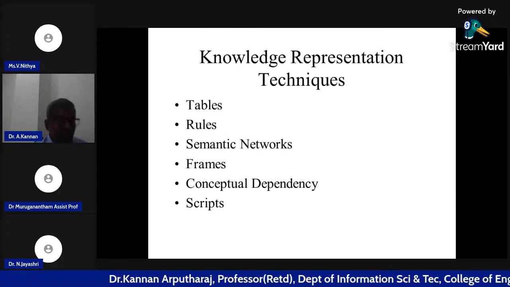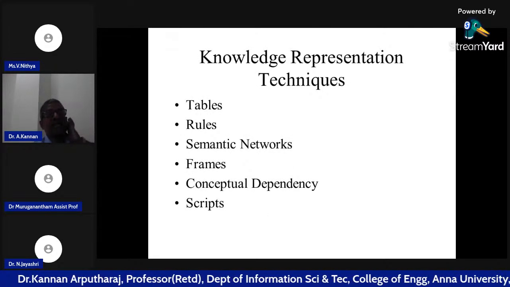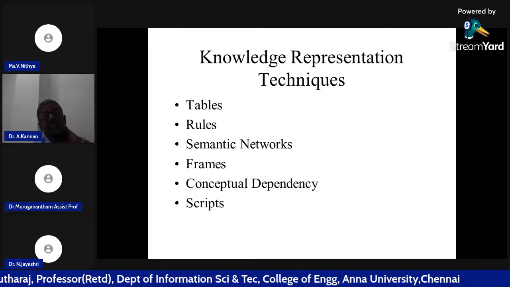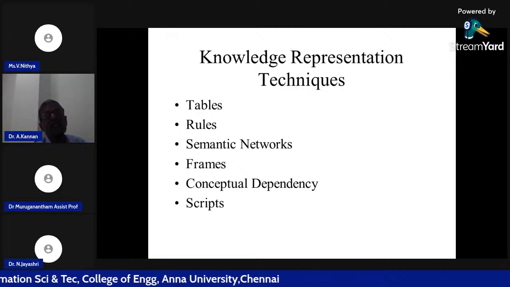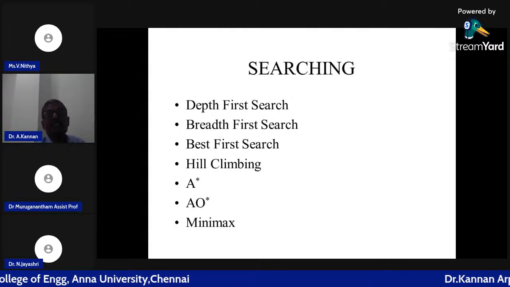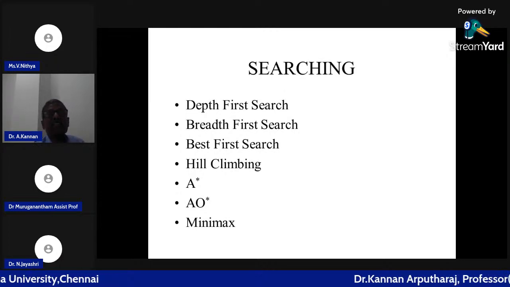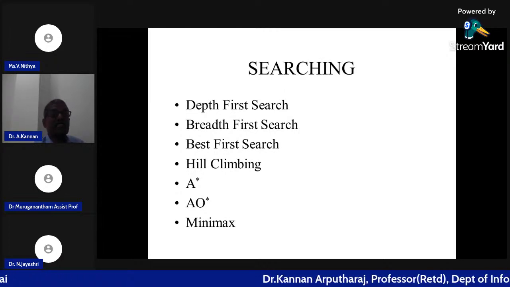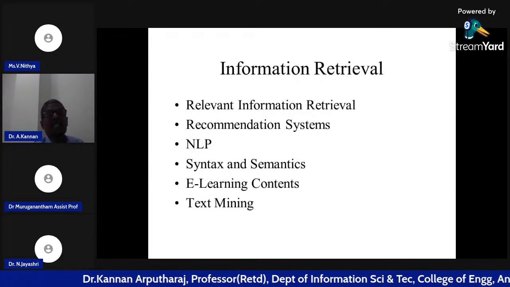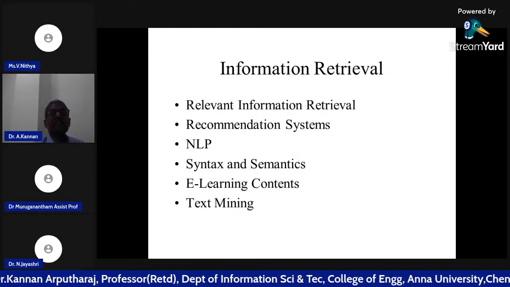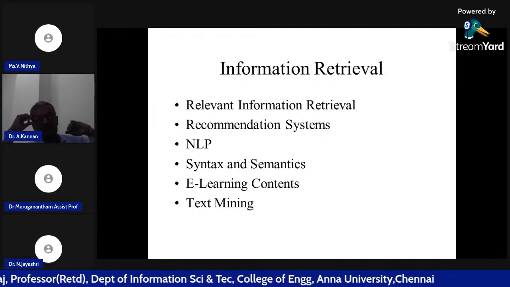It will use knowledge representation techniques like tables, database tables, rules in the form of if-then statements, and semantic networks in the form of trees, graphs, etc. It uses search techniques like depth first search, or heuristic search like the A-star algorithm, AO-star algorithm, etc. They are used in information retrieval.